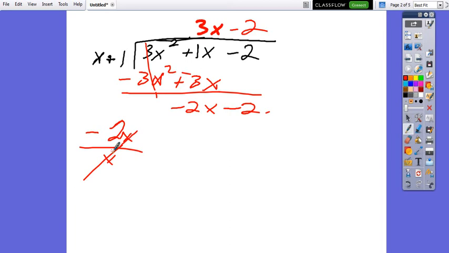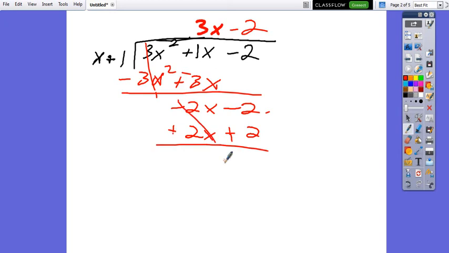Now, once I get that negative 2 up there in the quotient, I'm going to multiply the negative 2 by x plus 1. That gives me negative 2x minus 2. Got to change your signs, so this becomes positive and positive. Those cancel. These cancel. 0, 0. So what's my final answer? 3x minus 2. Okay? So that long division problem did not have a remainder.